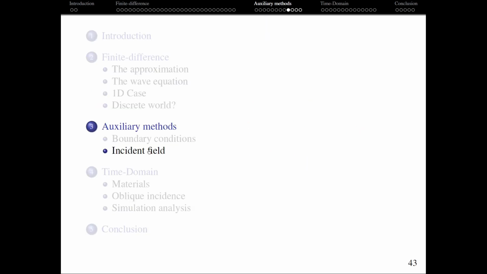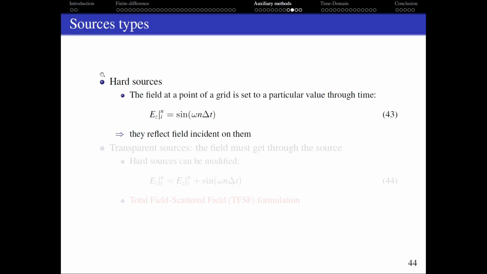Now, we have boundary conditions. We also need a way to have field in the window because you can't simulate anything if you don't have a light source inside. And so we need to define a source for our field. The basic source, the most, let's say, naive, is the hard source. To do this, we just say that the field at a location is a specific value that is going to evolve through time. So for instance, a sine wave.